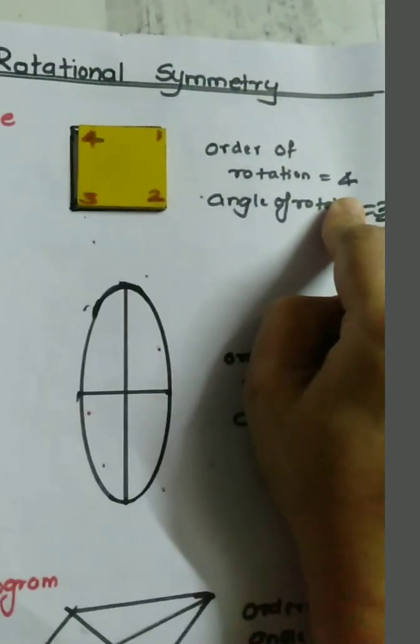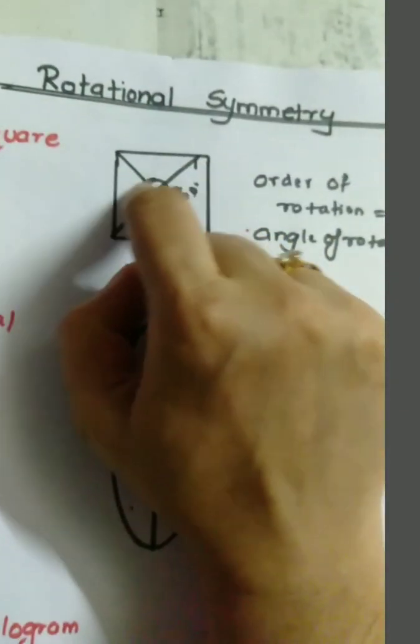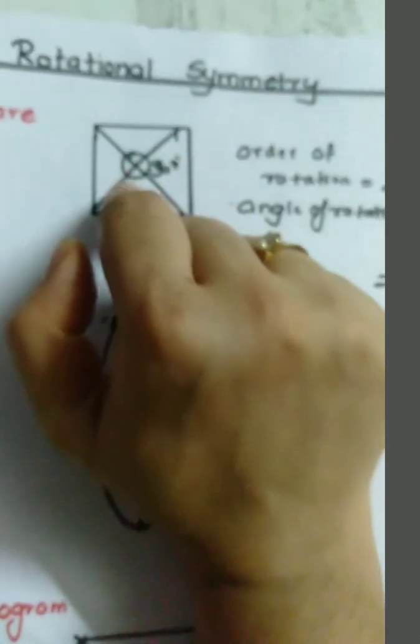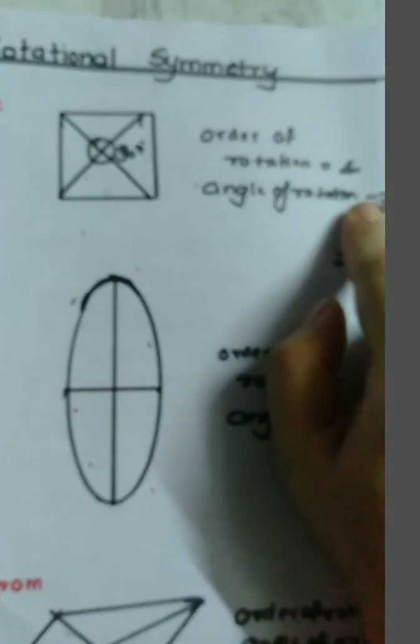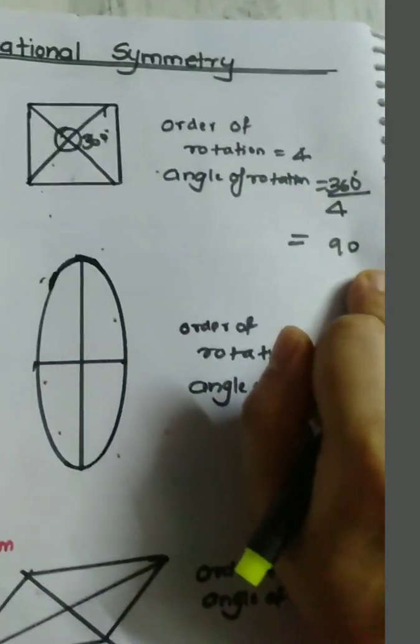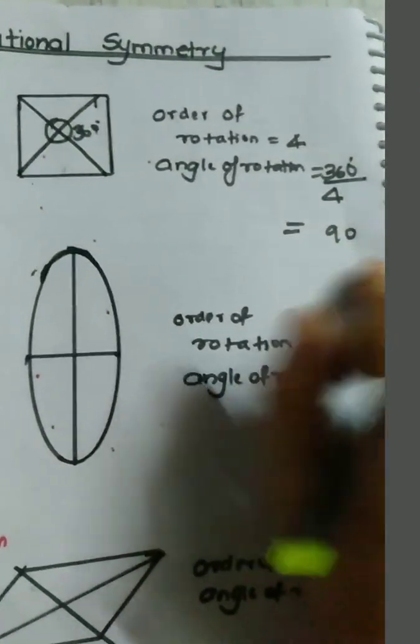Now let's see what the angle of rotation is. We know the angle at the center is 360 degrees. Since the order of rotation is 4, the angle of rotation is nothing but 360 divided by 4, which is 90 degrees. So the angle of rotation is 90 degrees.